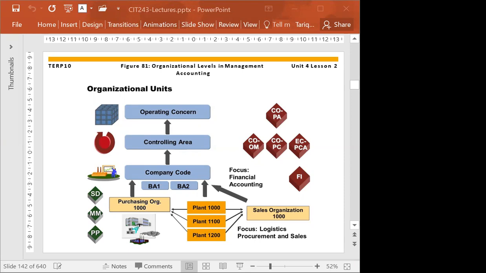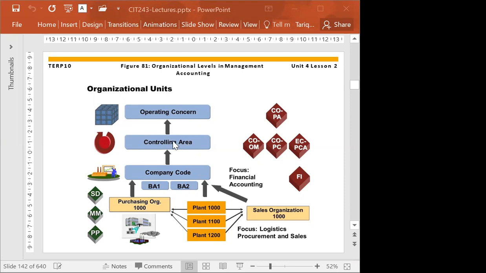In managerial accounting, the controlling area is the basic organizational unit. This is the first line of defense. You can say that if we want managerial accounting, we have to create the controlling area.